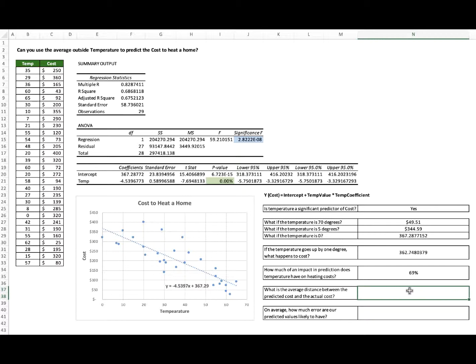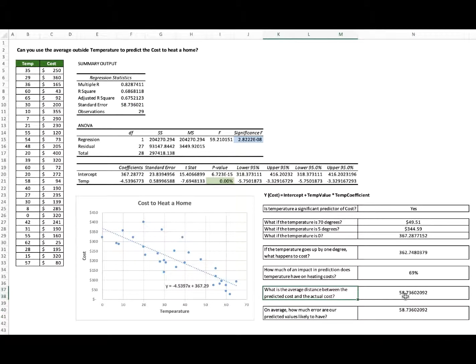Now, what is the average distance between the predicted cost and the actual cost? So we're saying, hey, if it's 70 degrees, what do we think the cost is actually going to be? Well, we think it's going to be, we calculated this already, $49.51. But will it be exactly that? No, because there are other things that might impact the cost. And so what is the difference? What's the error we might have? That's our standard error. On average, how much error are our predicted values likely to have? Same thing, just said in a different way. That's our standard error. So how much error is expected to be in here?